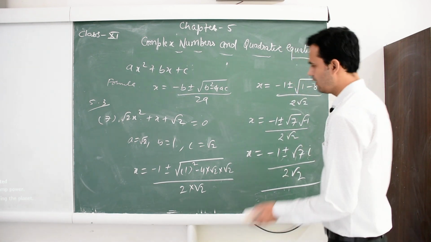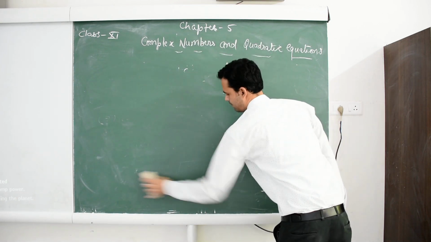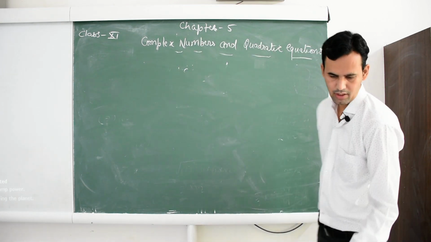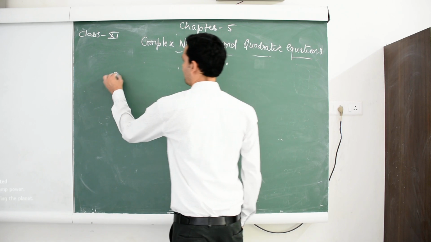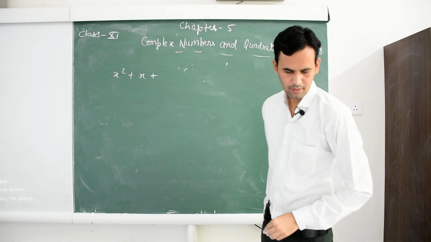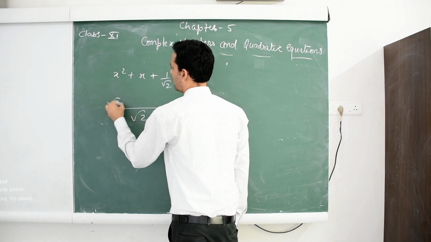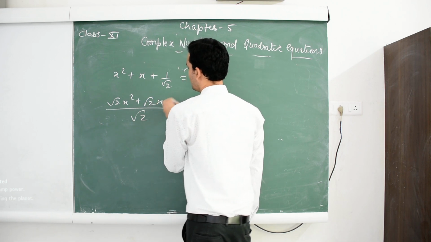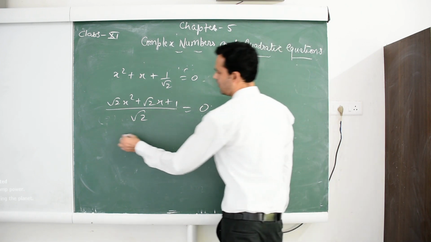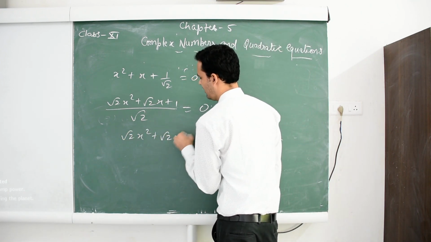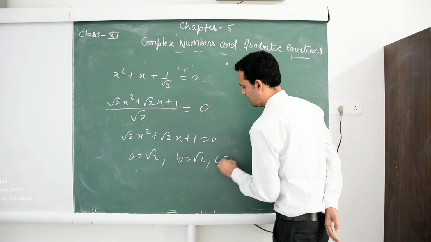Okay, one more question, the last question of this exercise, question number 9. x square plus x plus 1 by root 2 equals 0. So we take LCM, root 2. So root 2x square plus root 2x plus 1 equals 0. A equals root 2, b equals root 2 and c equals 1.